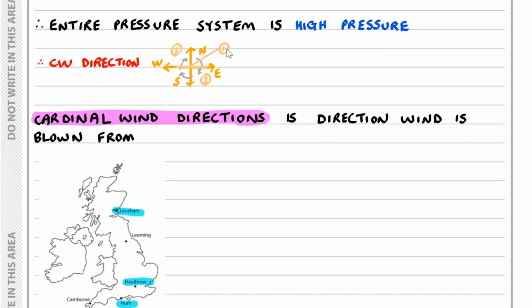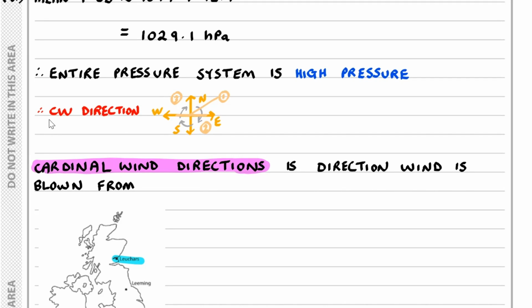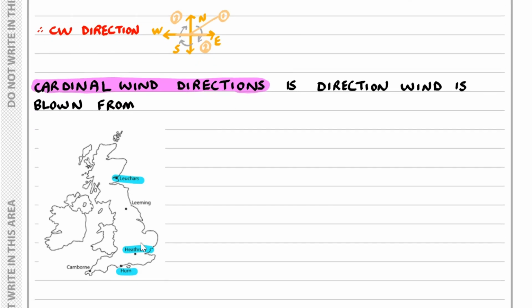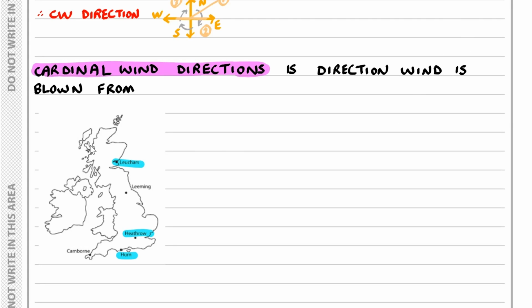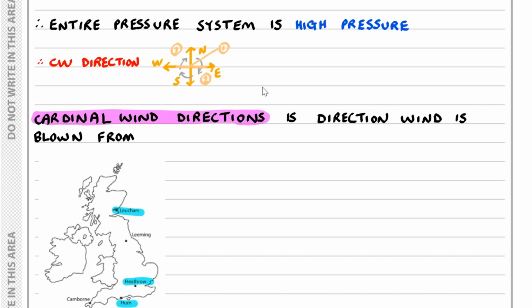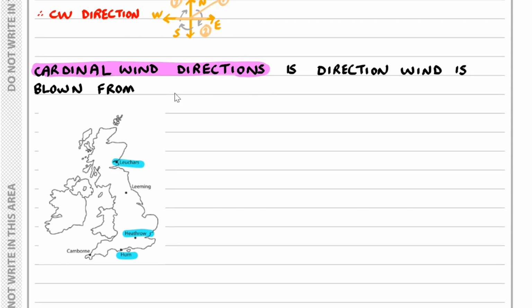So we go from north, then to east, then to west, because we are going in a clockwise direction. And if we take a look at the map as well, the wind is going here, then here, then here. So we go this way, then here, then back up here.